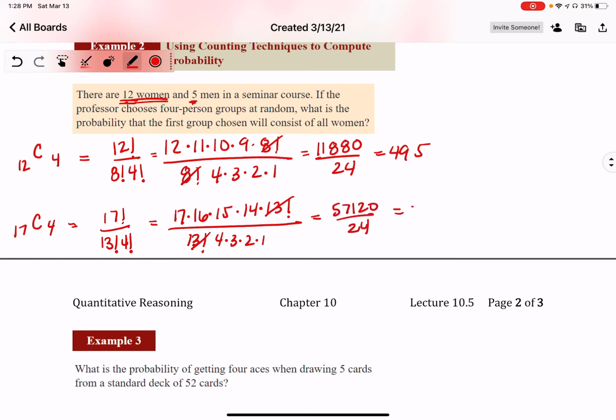Do the math, 2380. Okay, now the last step is to find that probability. So all we have to do now is divide the 495 by 2380, and we get about 0.208. That's our probability.